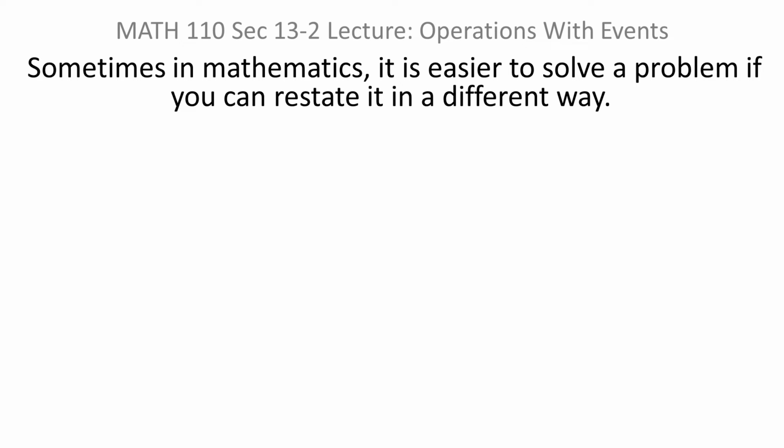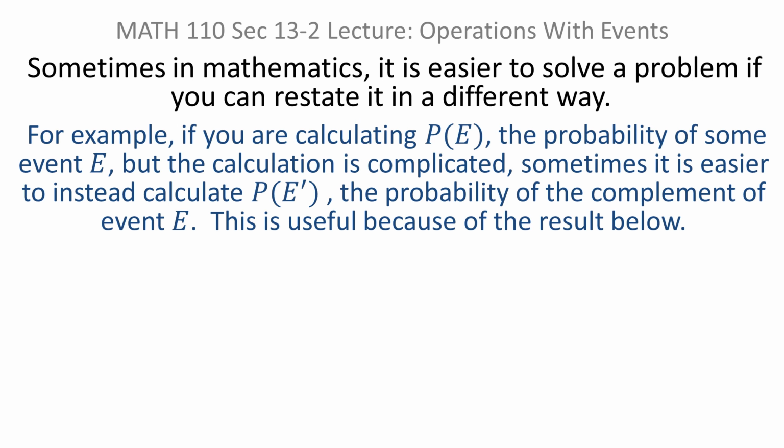We continue our discussion of probability here by reminding you that sometimes in mathematics it's much easier to solve a problem if you can restate it in a different way. For example, if I ask you to calculate the probability of an event E, but that calculation turns out to be complicated, sometimes it might be easier to calculate the probability of E complement. In other words, the probability that E does not occur, because you know that the probability of E is just 1 minus the probability of E complement.